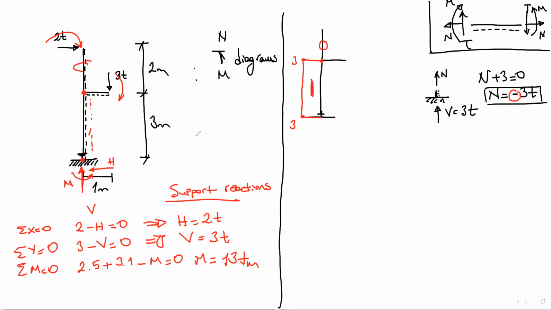Let's have a look at the cantilever part here. Is there an axial load on this portion? No, there is no axial load here. And this is going to be 0. So this is the axial load diagram. There is only axial load on this portion, which is -3.